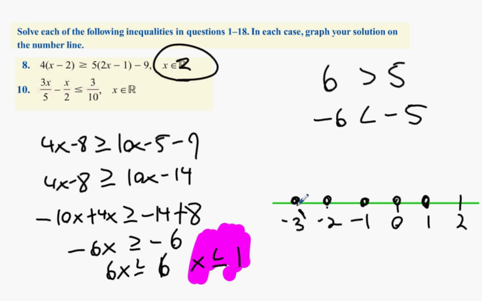Everybody knows that x element N means 1 and above, yeah? Means 1, 2, 3, 4, 5, 6, 7. You're not allowed any negative numbers. Everybody okay with that? Alright, we'll move on to the next one.